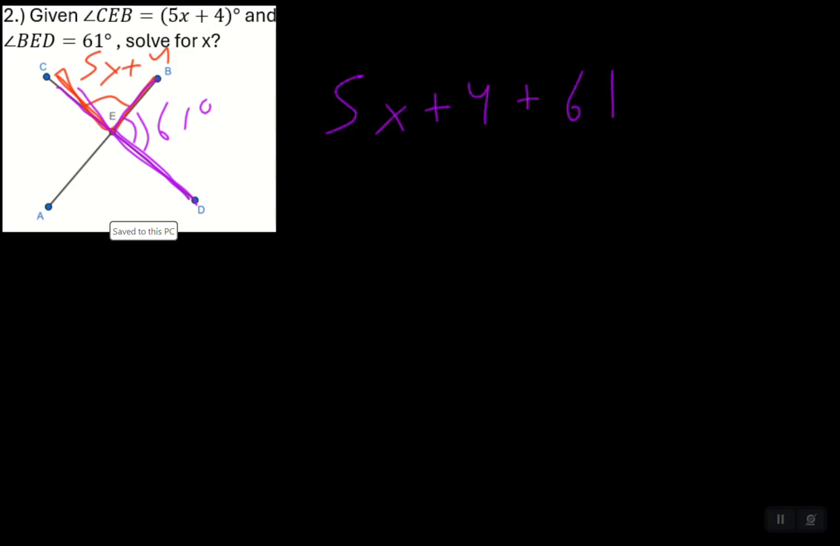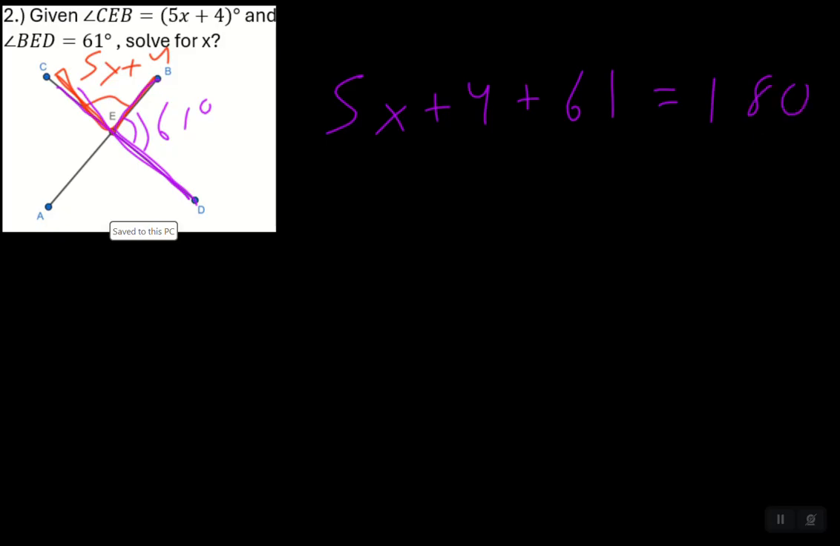Okay, here in example 2, this is just kind of a bonus problem. I'm going to give you the very first step to simplify this. So we have angle CEB, and that's going to be 5x plus 4. And then we have angle BED, and that's 61 degrees. Okay, so what do we know? Well, we know these two angles form a linear pair, aka they add up to 180, so we can write 5x plus 4 plus 61 is equal to 180.